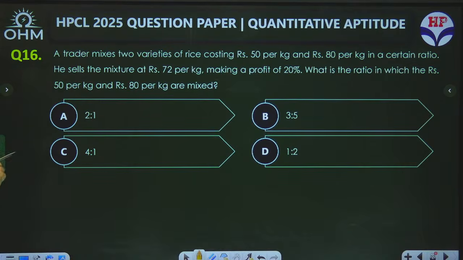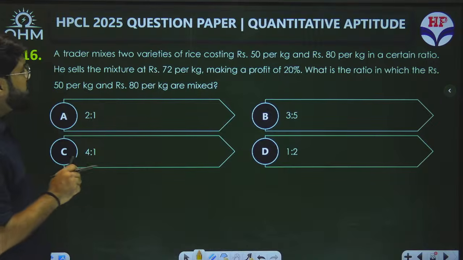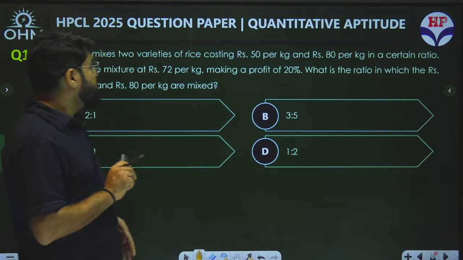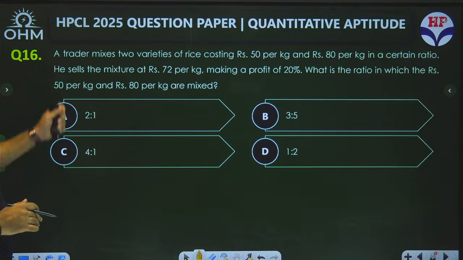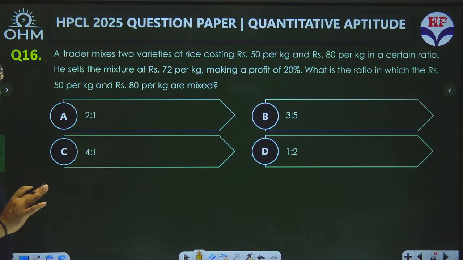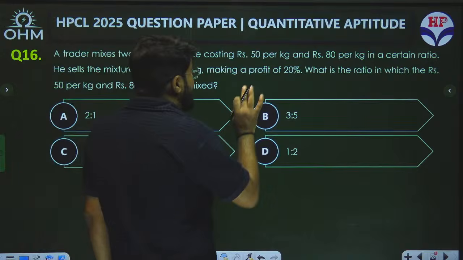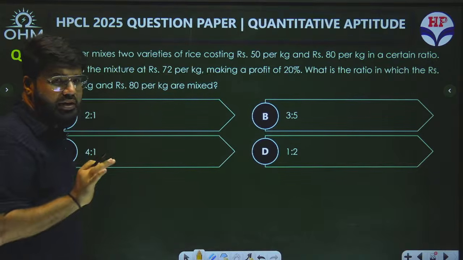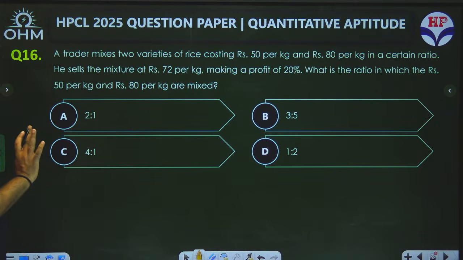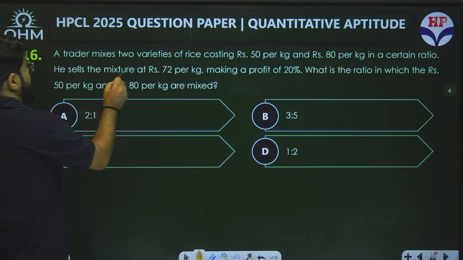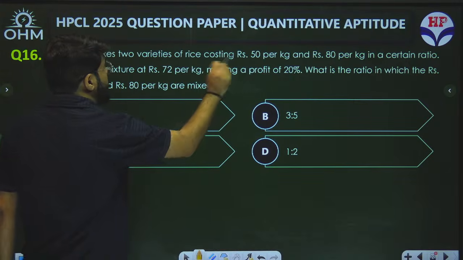Look into this. A trader mixes 2 varieties of rice costing rupees 50 per kg and 80 per kg. So here we'll use the idea of weighted average. That is the price per kg of the two types of quality of the rice, 50 per kg and 80 per kg, in a certain ratio. He sells the mixture at rupees 72 per kg, making a profit of 20%.